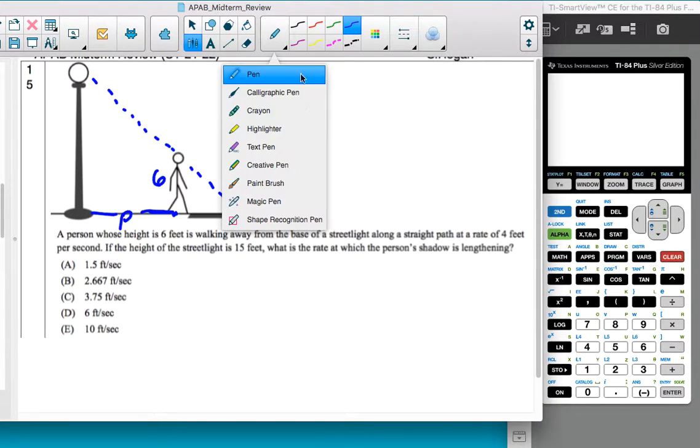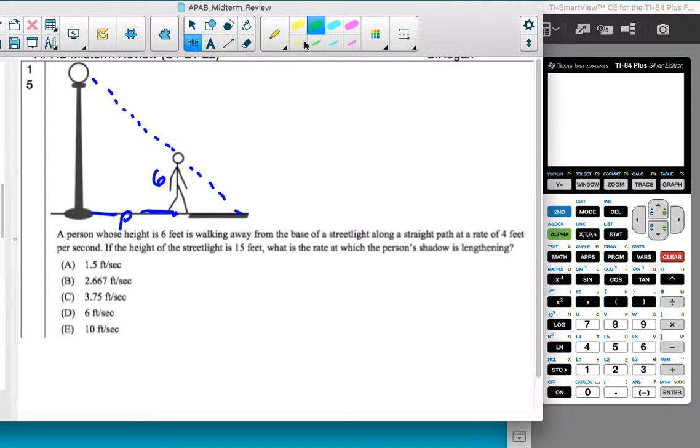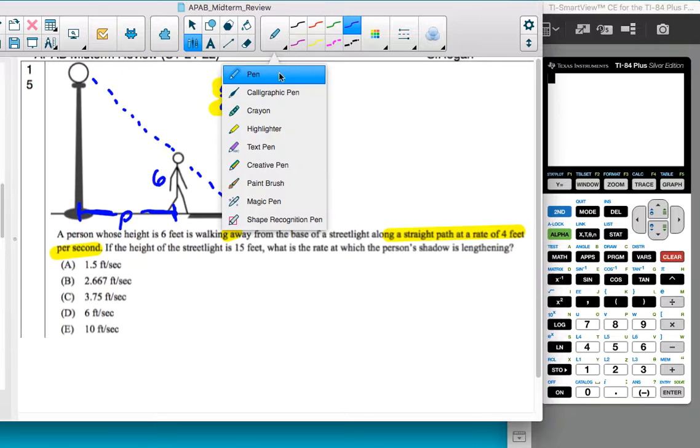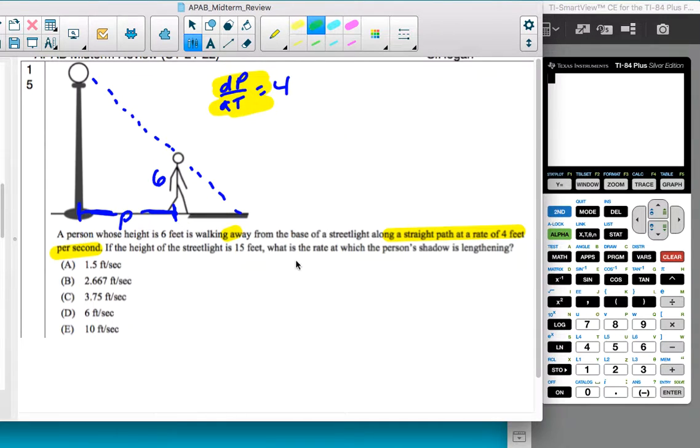So what this says, they're walking 4 feet per second away from the streetlight. So what that's telling me is that dP/dt is a positive 4, because P is getting longer by 4, if P is the measurement from the pole to the person. What is the rate at which the person's shadow, so what I'm being asked for here, is lengthening?